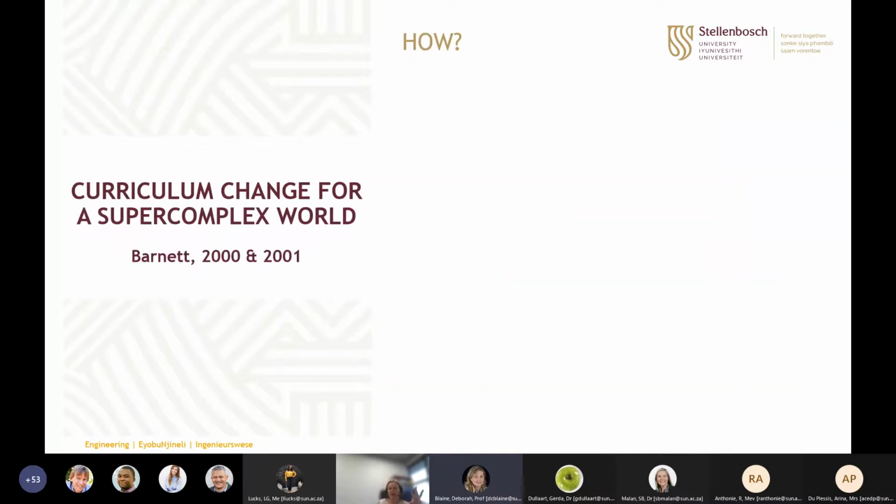If we now look at the how aspect, how do we get this environment? Then I have looked at Barnett's two papers, from 2000 and 2001, where he's looking at curriculum change. The particular paper that I like focusing on is the one where he's looking at super complexity, the kind of world that our graduates are going into. So we are trying to prepare our graduates for the fourth industrial revolution, diversity and inclusion, being socially and culturally aware, for disruptive changes as we've just experienced over the last 2 years, to be adaptable and flexible. And how do we build this into the curriculum?